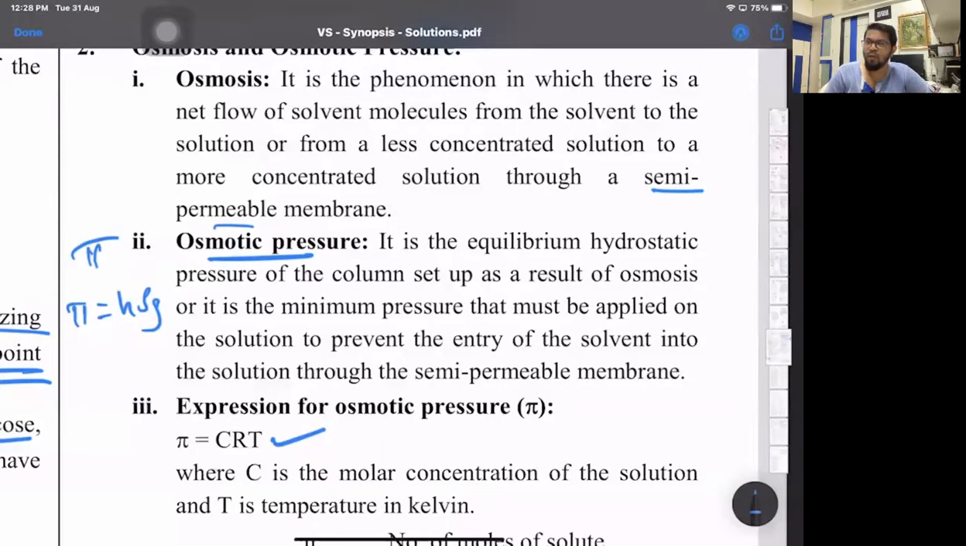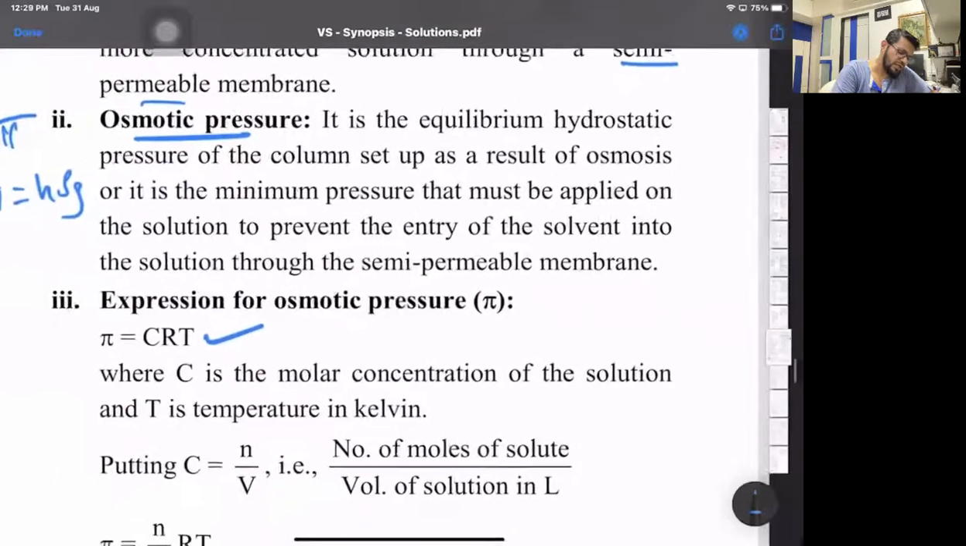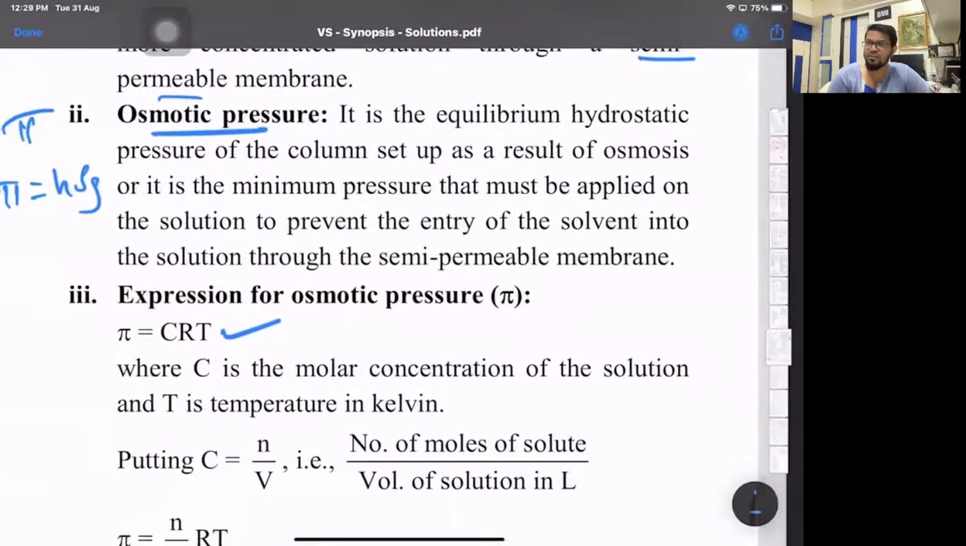As per the Van 't Hoff-Boyle's law, it is clear how we got this equation, pi is equal to CRT. Very simple. To express pi is equal to CRT, we have one, Van 't Hoff-Boyle's law, where we said pi is inversely proportional to volume, and second, Van 't Hoff-Charles law, that is pi is directly proportional to temperature. Once we equate, we get pi is equal to CRT.